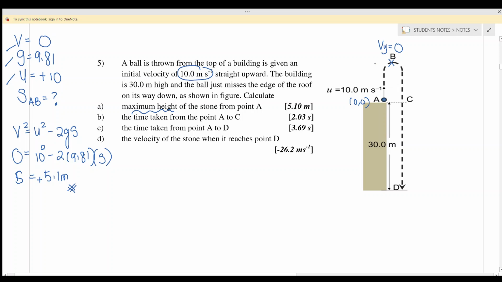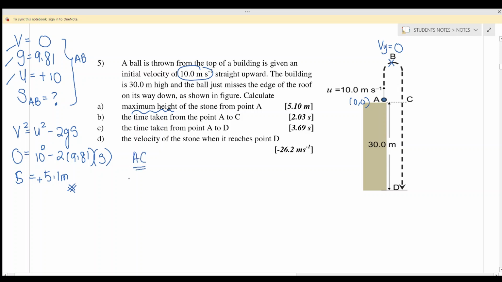Next, the time taken from point A to C. So A to B, B to C. We want to find the time taken. We have two ways. Either you find the time taken A to B and then multiply by 2, or you can straight away find A to C directly. If you want to find the time taken from A to C directly, we need to find another set of information, because just now this information was from A to B.